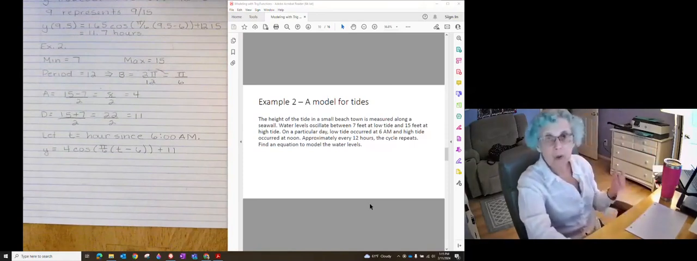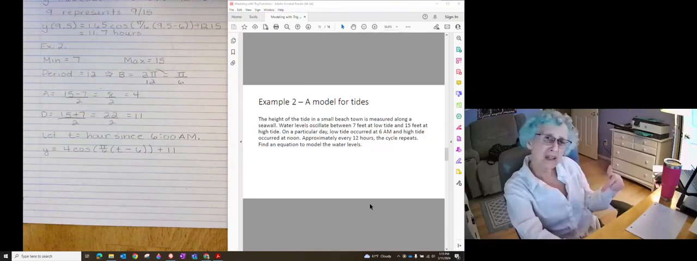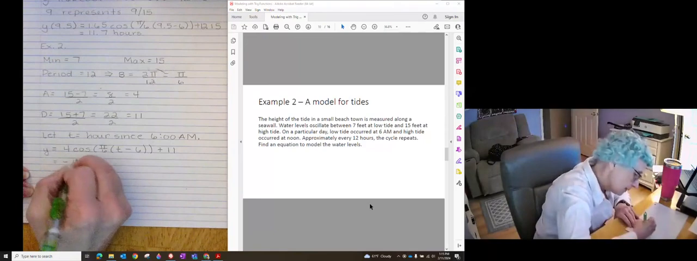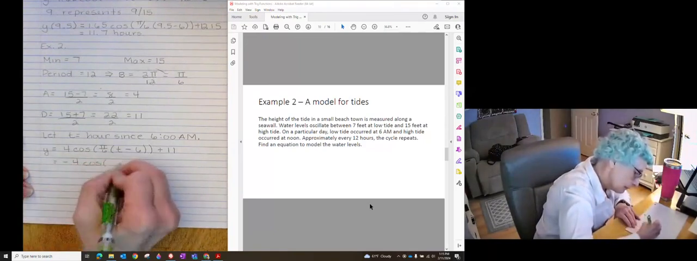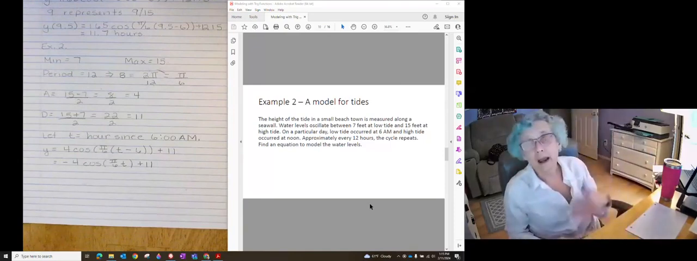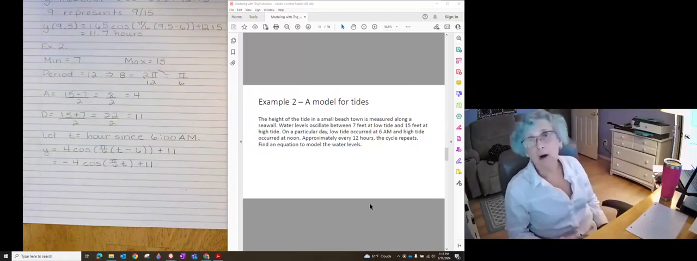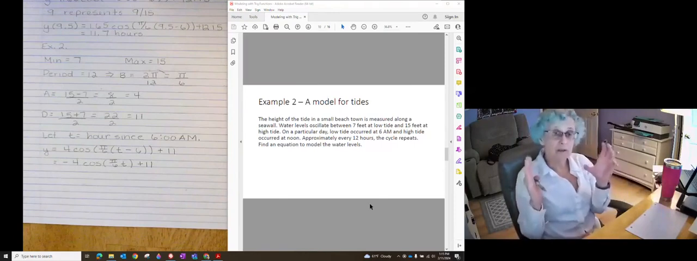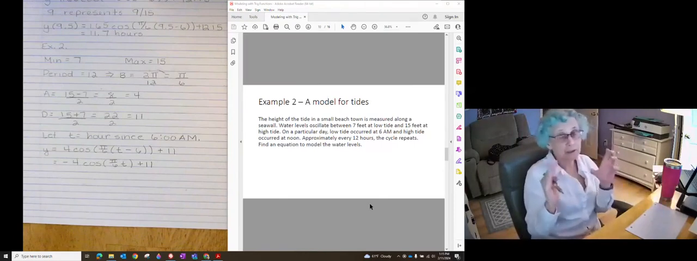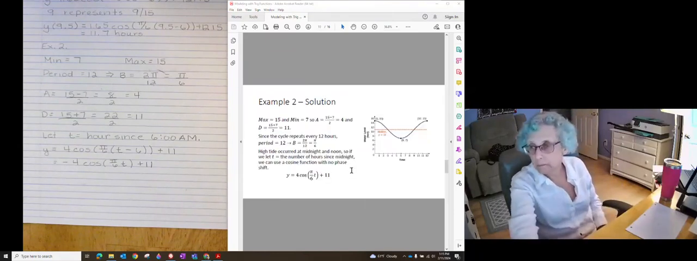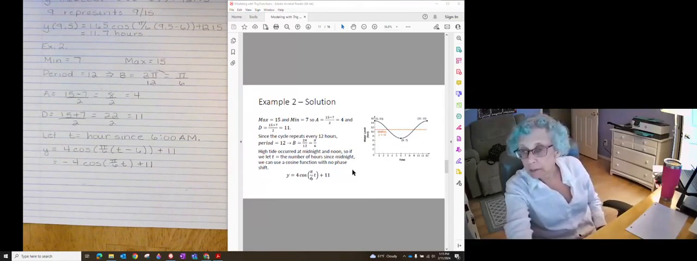11. Or I know that my min happened at 6 a.m. If I wanted a minus 4 cosine pi over 6 T plus 11, then I don't have to adjust it at all. Now, since I know when the maxes and mins are, I would pick the number that sits smack dab in the middle there, 3, if I wanted to use cosine or sine instead of cosine. And there's my pretty picture.